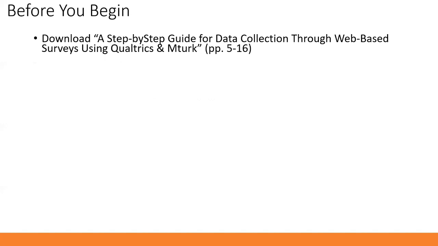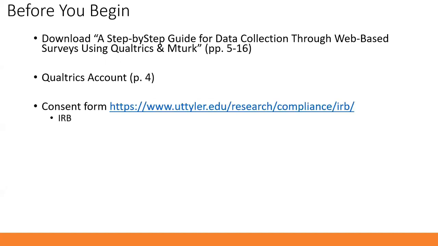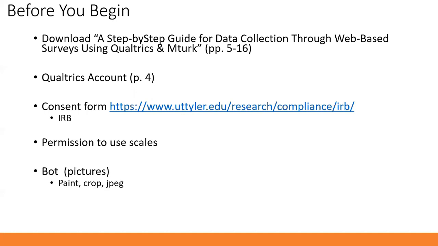And before we begin, you should have downloaded the step-by-step guide. It's been provided to you on Canvas, and set up your Qualtrics account, which the instructions are on page 4 of that guide. Your consent form, you can download that from UT Tyler EDU and go ahead and have that edited to match your study, and make sure that you have permission to use the scales that you will be using, and go ahead and get the copyright to those put into your Word document as well.